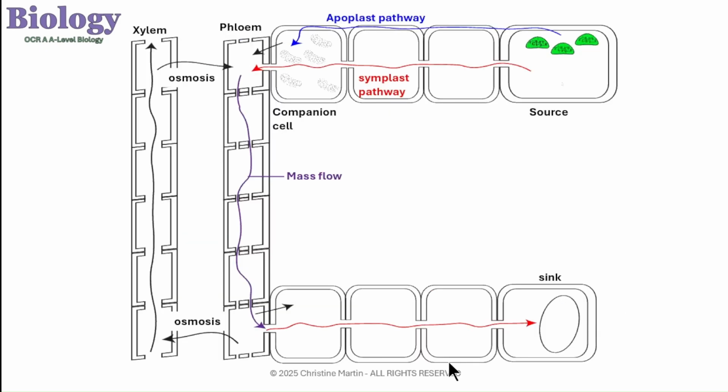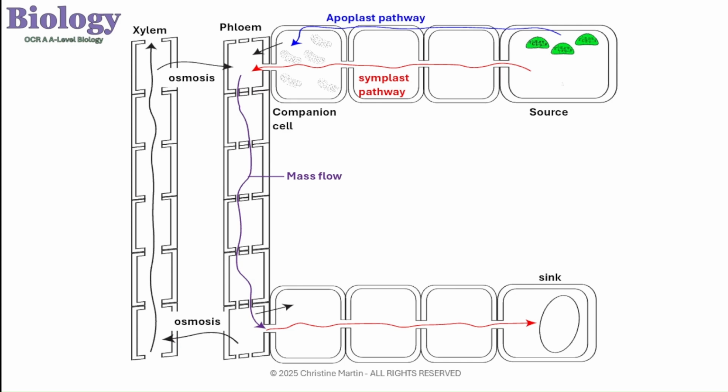Now, after the sucrose has been loaded into the companion cell, it moves into the phloem sieve tube element via the symplast pathway. Now, the loading into the phloem lowers the water potential inside the phloem, causing water to move from surrounding cells and from the xylem vessel by osmosis. Remember, the xylem vessel has pits which allow the lateral flow of water. So the water will move from the xylem into the phloem down the water potential gradient by osmosis.